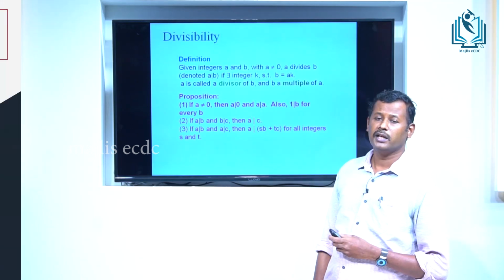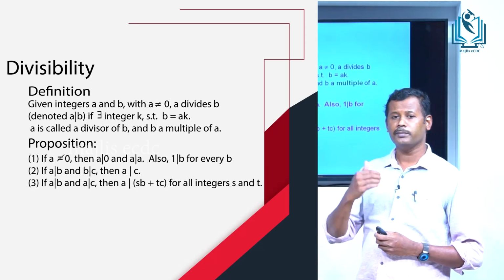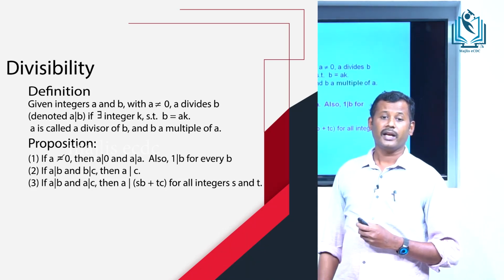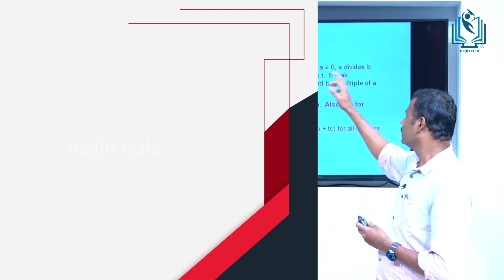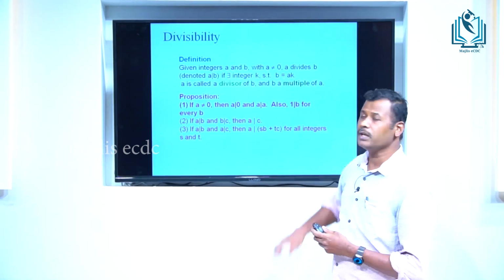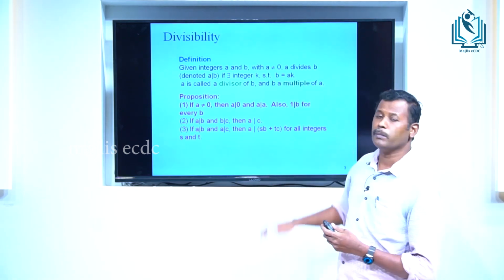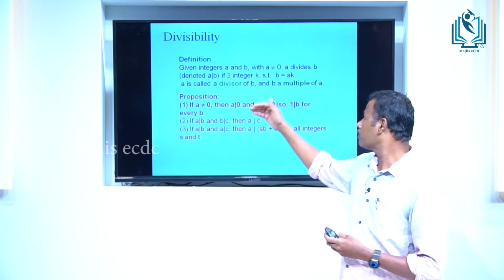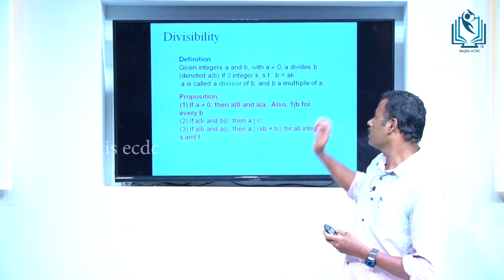First we are discussing divisibility. What is divisibility? Definition: given integers a and b, where a is not equal to 0, a divides b means that b is divisible by a, if there exists an integer k such that b equals ak, that means b is a multiple of a. Here k is a constant. Then a is called a divisor of b and b is a multiple of a. a is the divisor and b is the multiple.